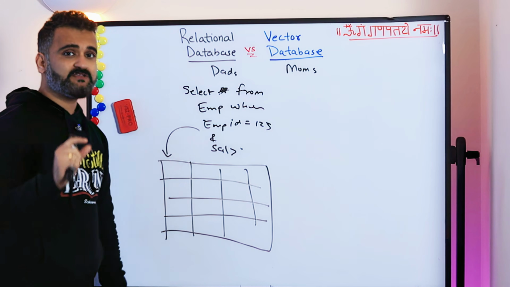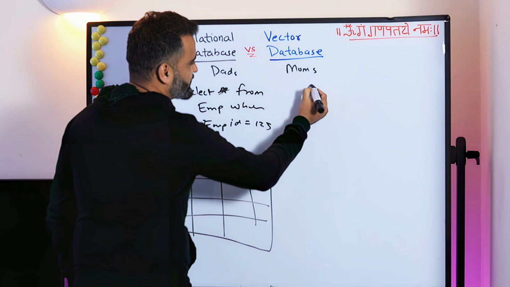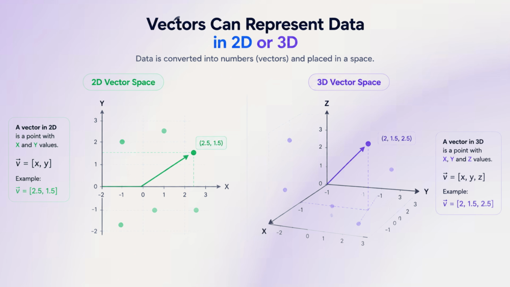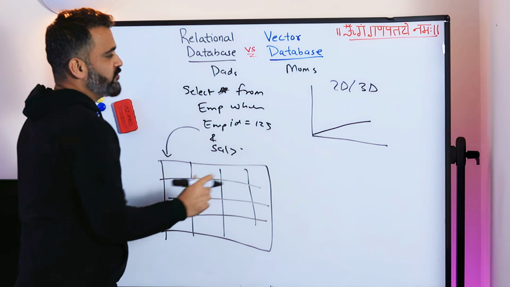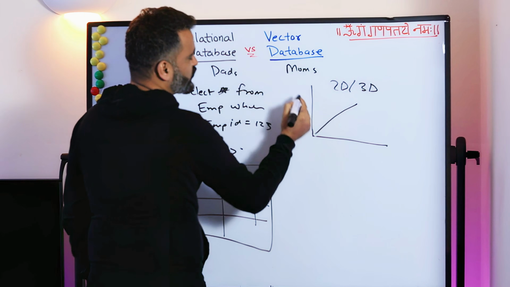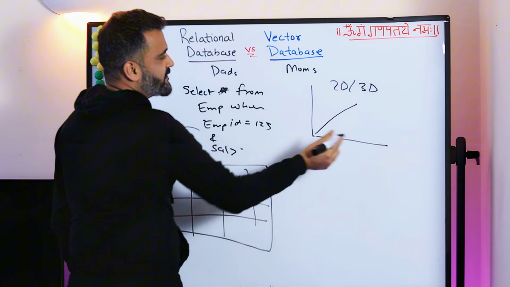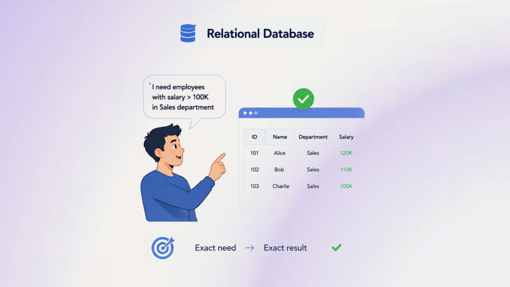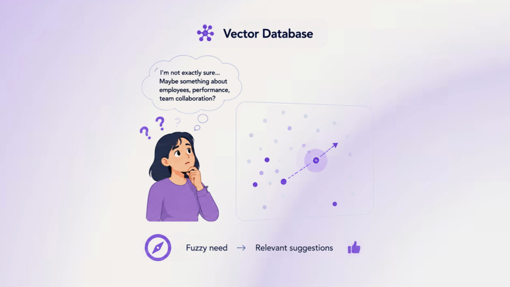But vector database, so first of all let's understand what is a vector. A vector can represent data in a 2D or a 3D structure, okay? And you must have learned about vectors in maths, okay? So you can represent data in a 3-dimensional or a 2-dimensional manner. So when you have exact requirements, then relational databases are good. But if you are fuzzy, if you are not very sure what you are looking for, even you are confused.